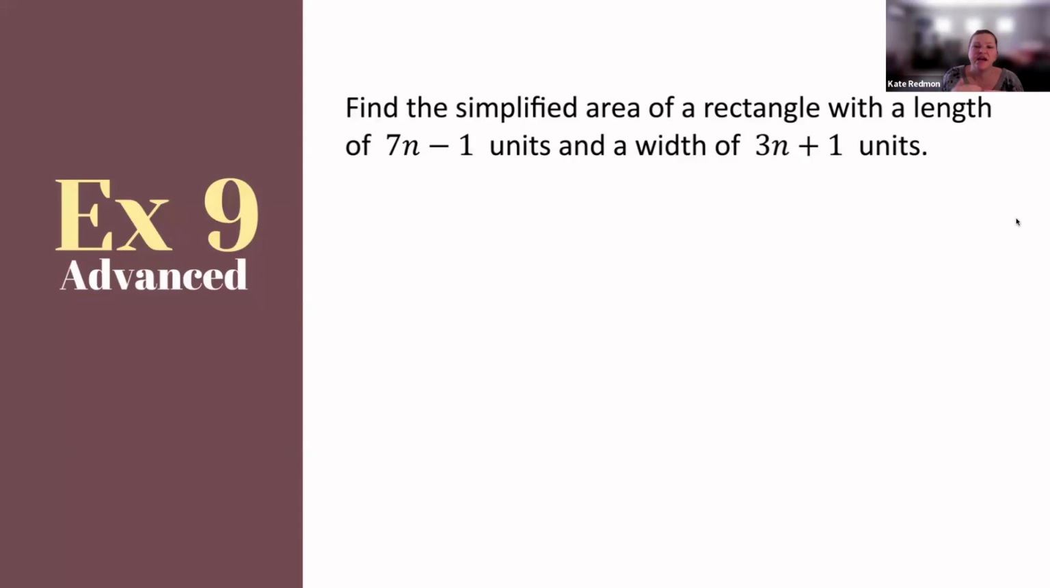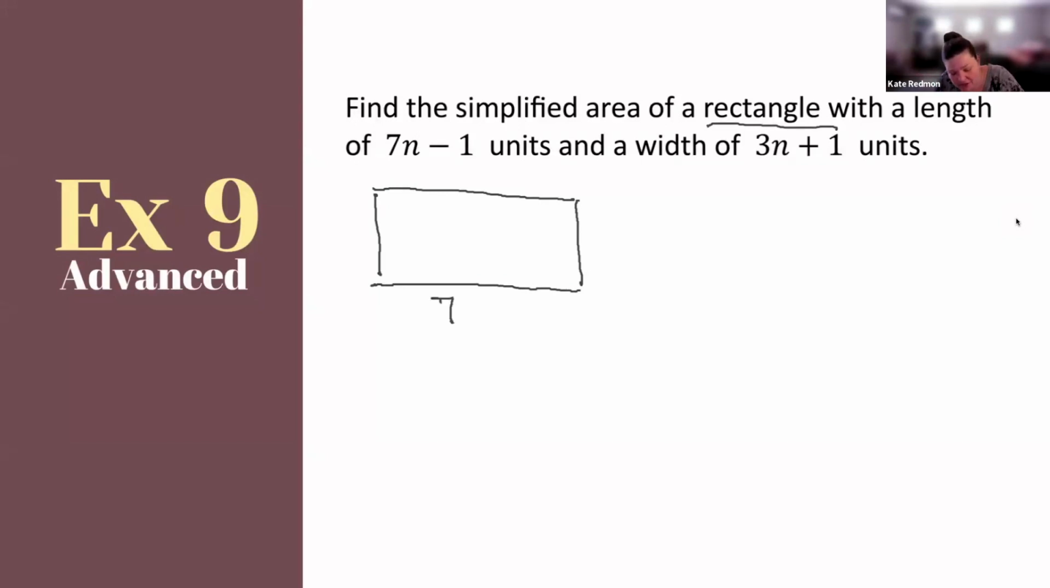Find the simplified area of a rectangle with a length of 7n minus 1 units and a width of 3n plus 1 units. This is a little confusing for me. So the first thing I'm going to do is draw my shape. They told me it is a rectangle. Let's draw that. And then they told me a length. It's a confusing length, but it's still my length.